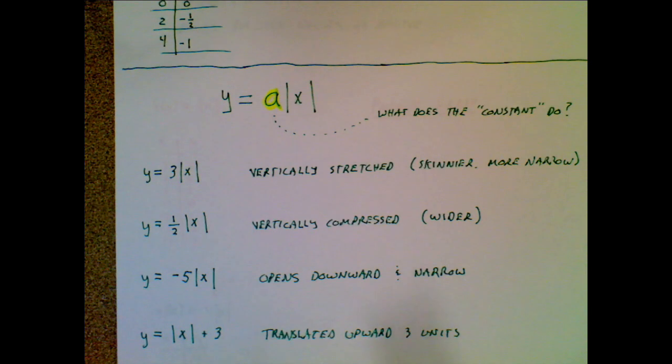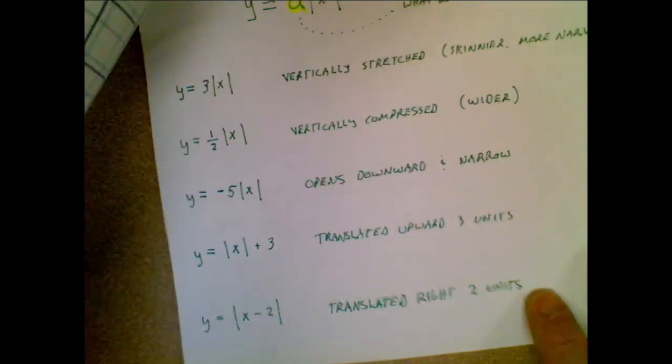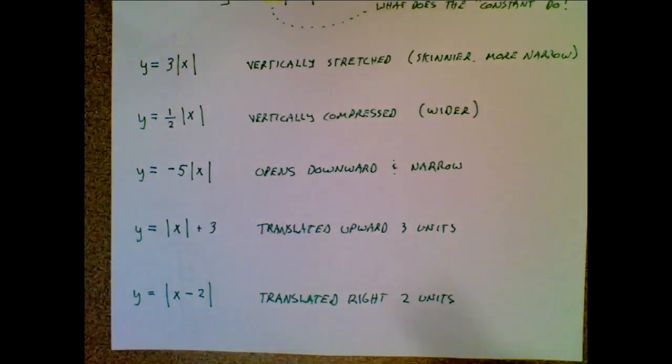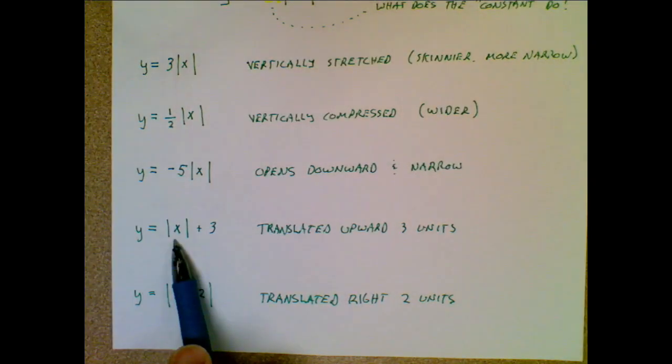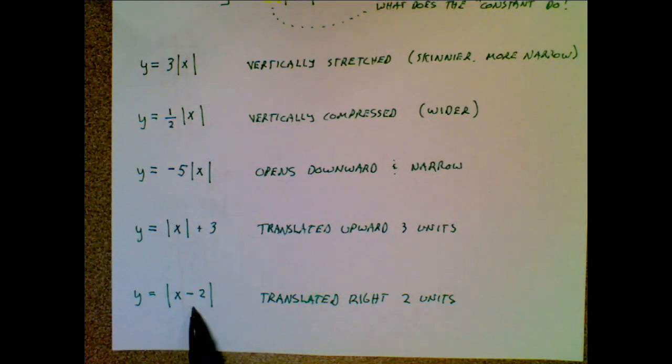And just like we used to do with the quadratics, you can translate left, right, up, and down. So for example, if I saw absolute value of x plus 3, this will translate upward 3 units. This is like inside the parentheses when we had quadratics. So this goes against your intuition. This is 2 units to the right.